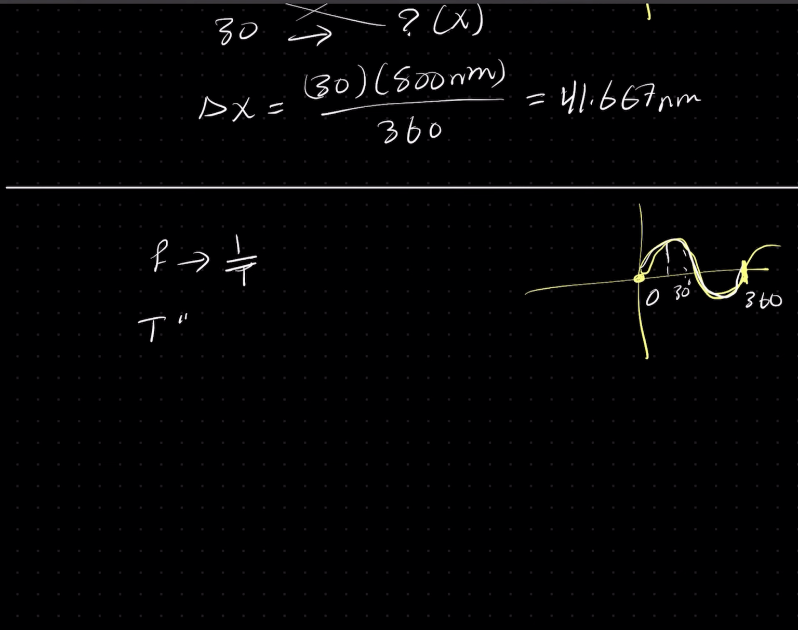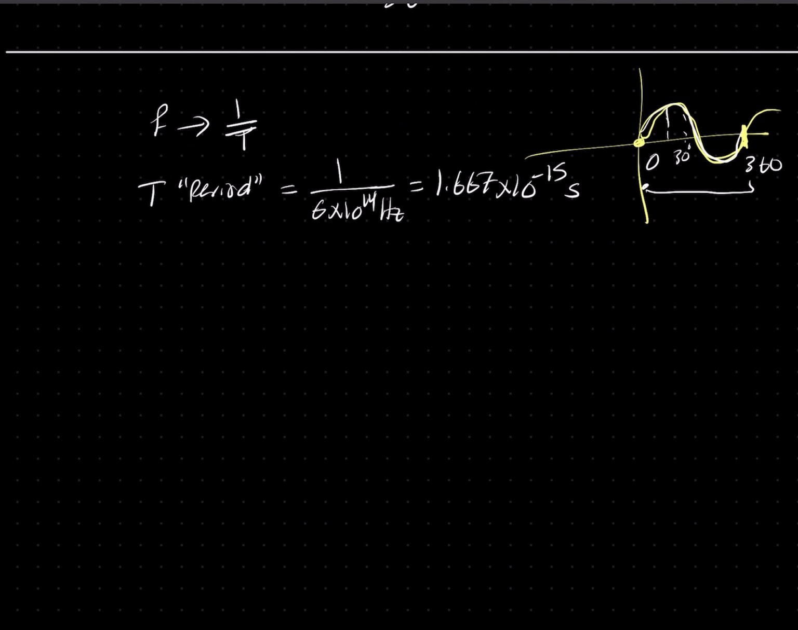So T, the period, the time it takes to travel from here to here for the whole wavelength, is going to be 1 over 6 times 10 to the power 14 hertz, and it's going to be 1.667 times 10 to the power minus 15 seconds, roughly. So that's the period. That's the time it takes to travel through the whole wavelength. And that is 2 pi, or 360 degrees, right? We can keep everything in terms of radians, or we can do degrees.